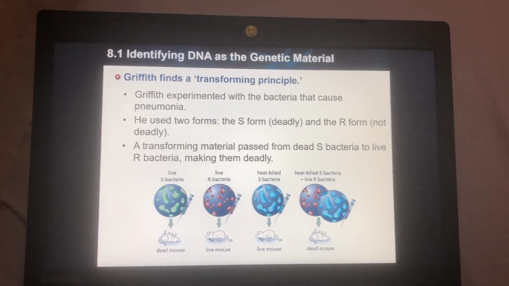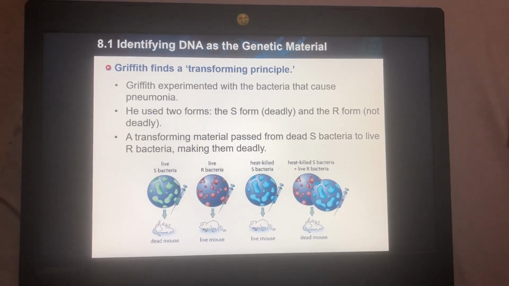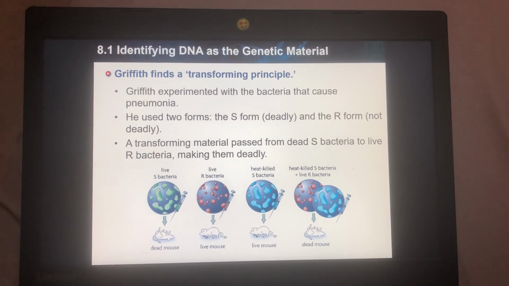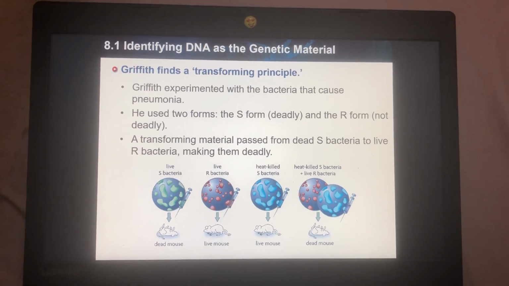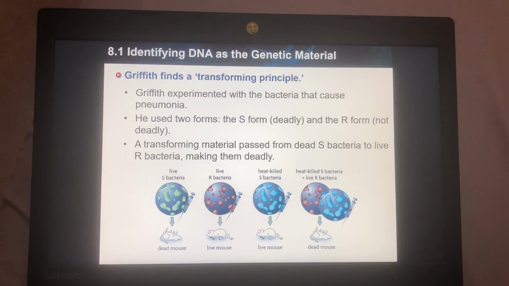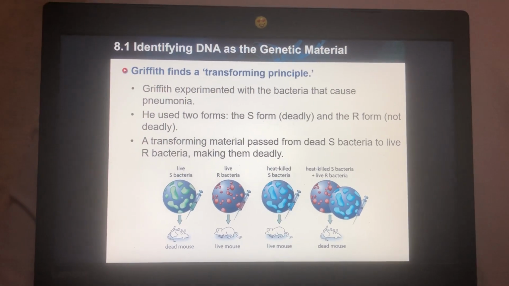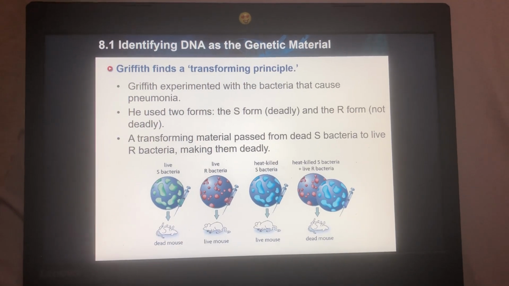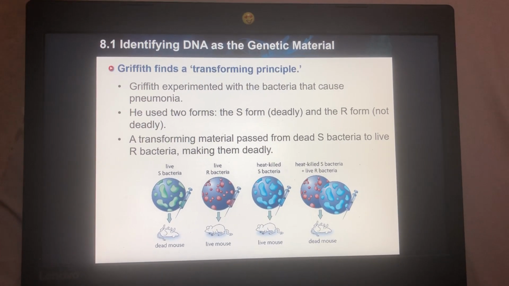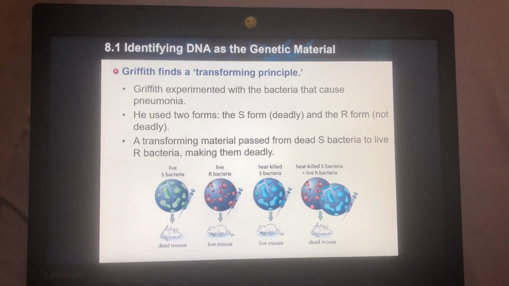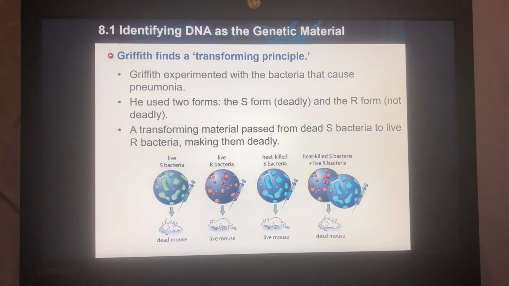Okay. He said, let's kill S strain bacteria and inject the mouse with heat killed S strain. You know, using heat kills most or many types of bacteria. So he started to get S strain bacteria and he killed the S strain bacteria with heat, and he got the heat killed bacteria and injected the mouse.